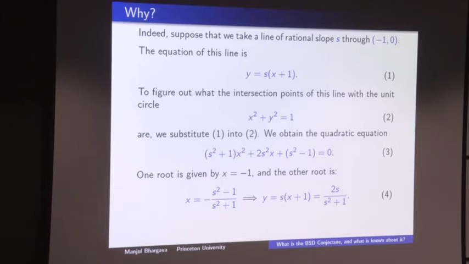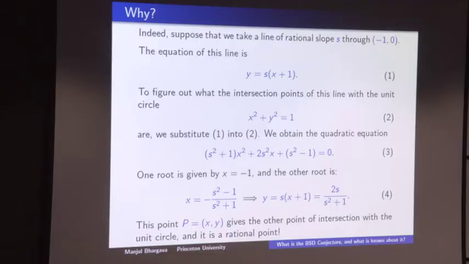And if s was rational, then clearly x and y are rational. So therefore, this point p equals x comma y that we got from taking that second point of intersection with this rational sloped line through minus 1 comma 0 gives a rational point.